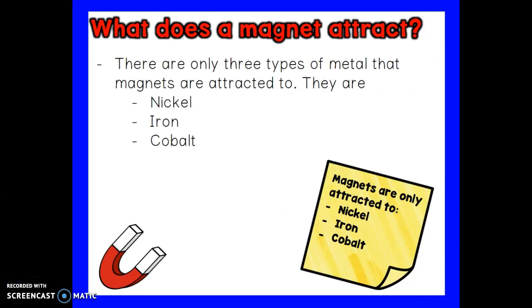A magnet only attracts three types of metal. The three metals are iron, cobalt, and nickel. If an object is made of a different type of metal, it cannot attract a magnet.